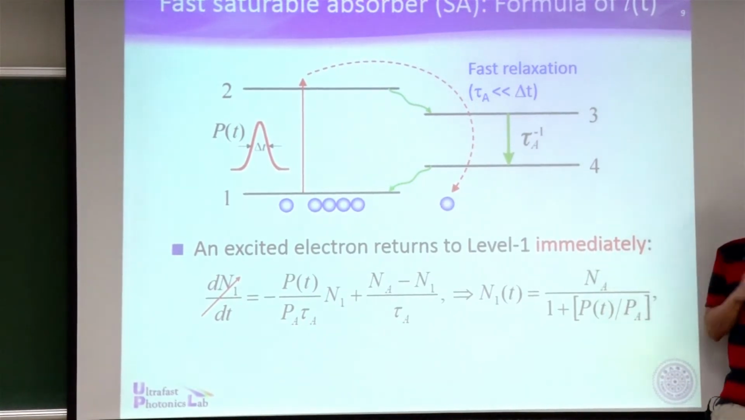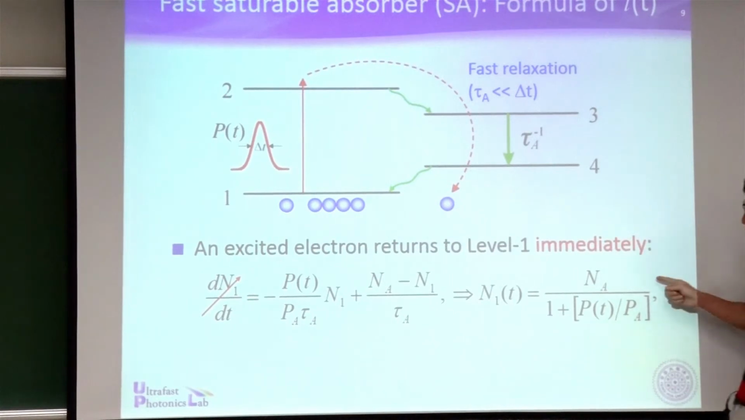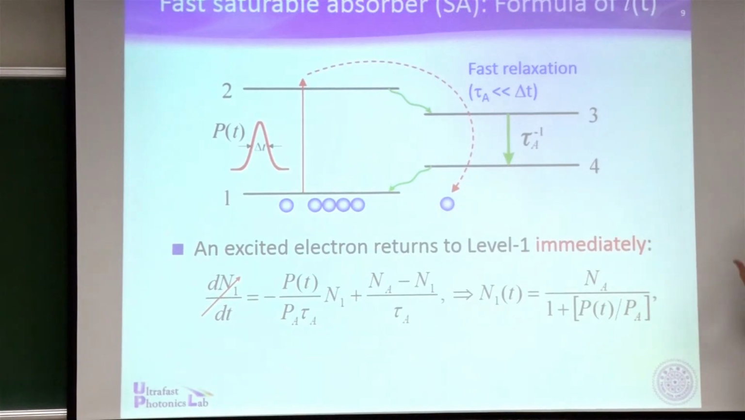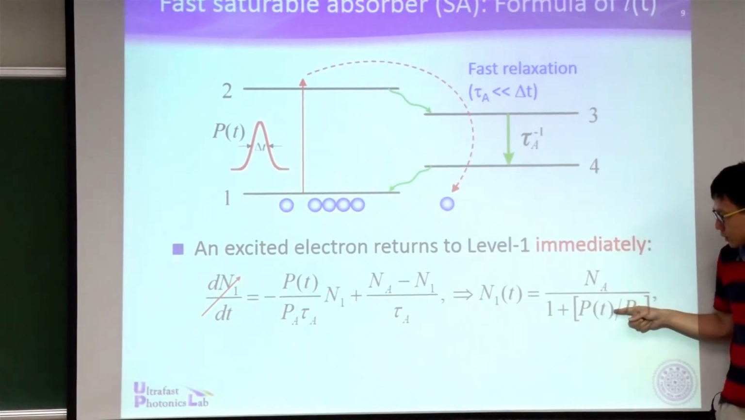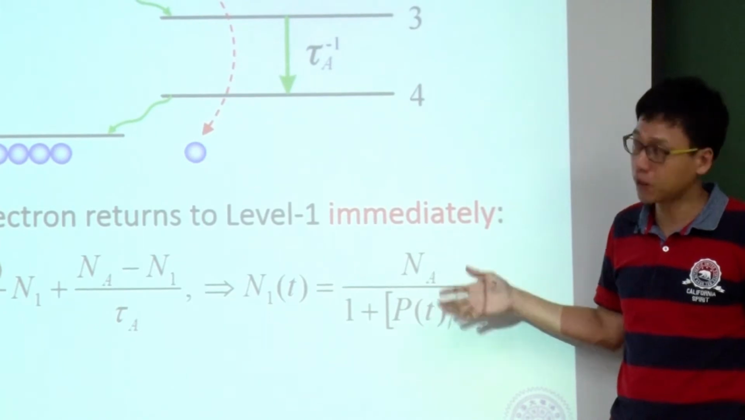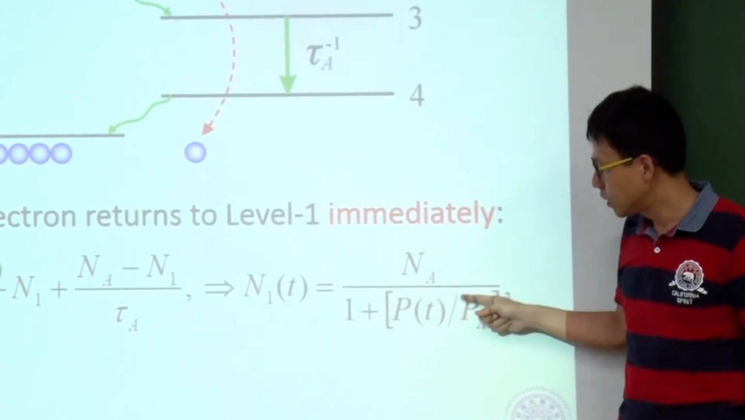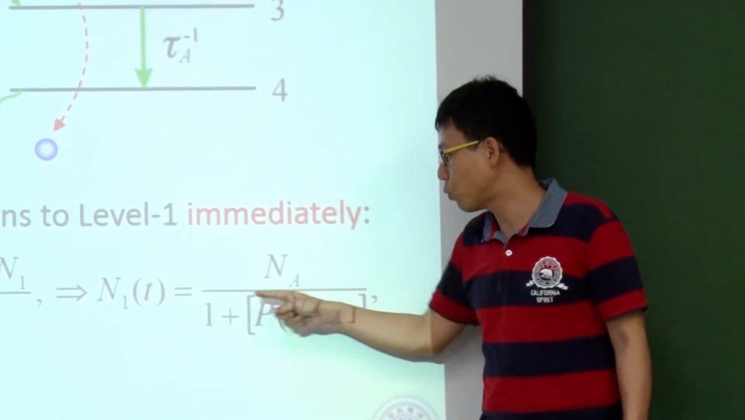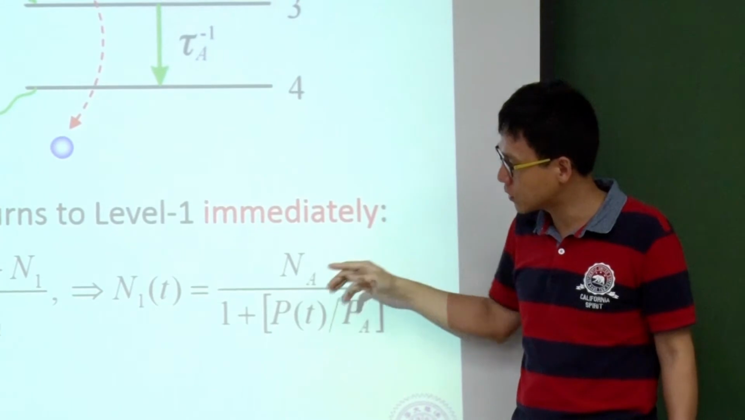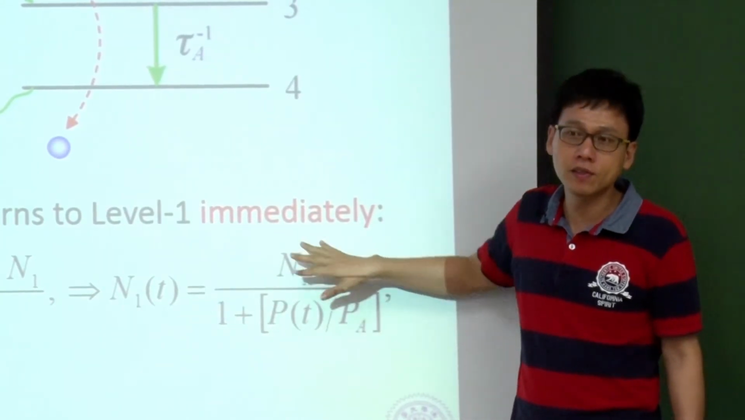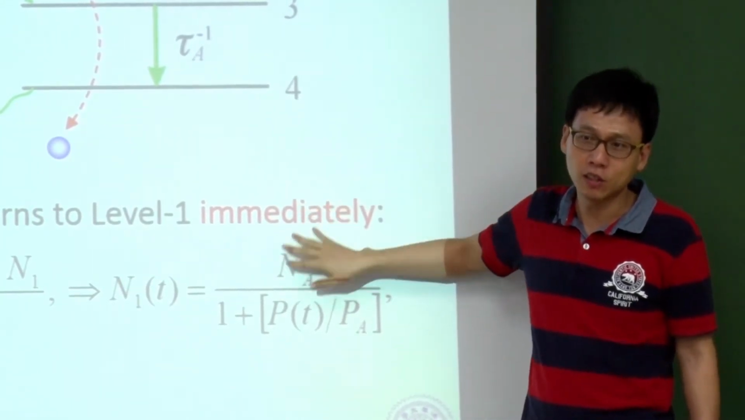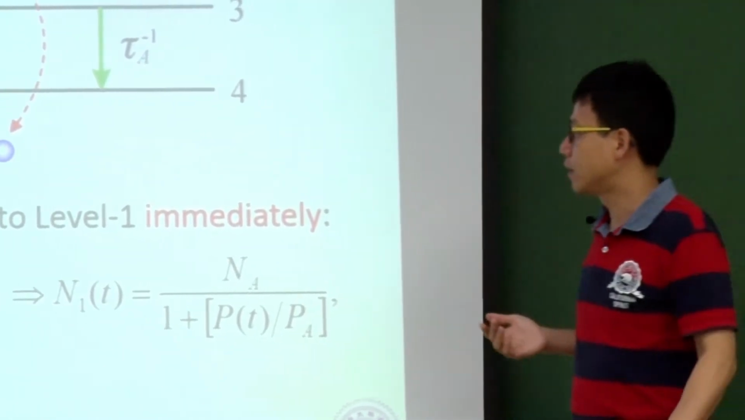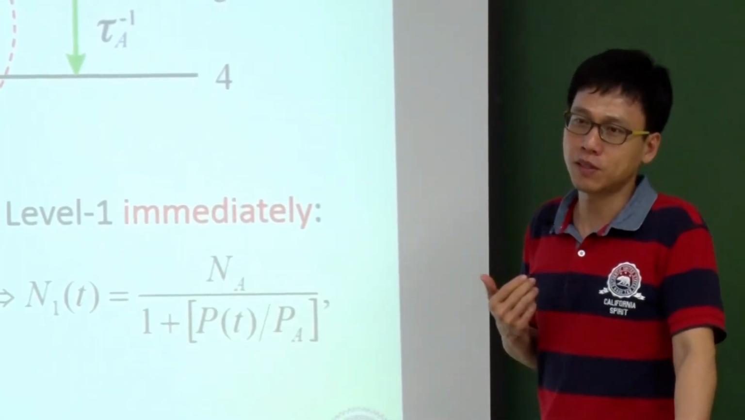Na is the total number density over 1 plus a number, which is always positive. The number is the power P of t, depending on your pulse shape, over the saturation power of your material. So this is a number. 1 plus a positive number means your N1 is always less than, at best equal to, Na, which is true, right? N1 can never surpass the total number density.